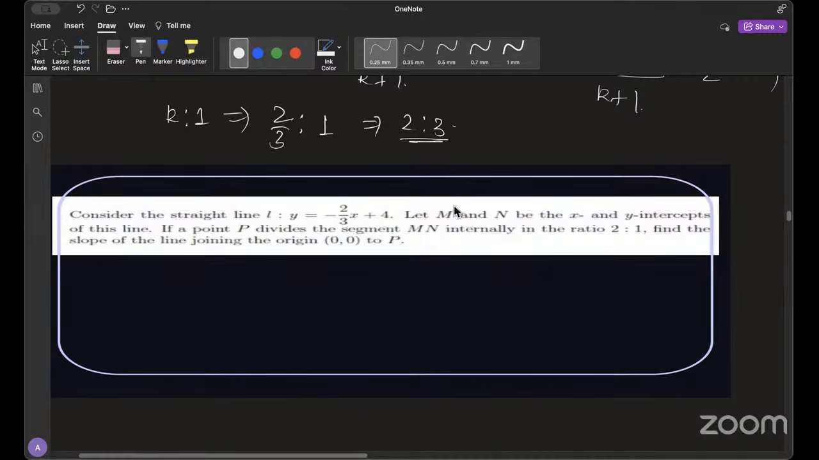Is anyone done doing this question? Ma'am, the answer should be 4 by 3.